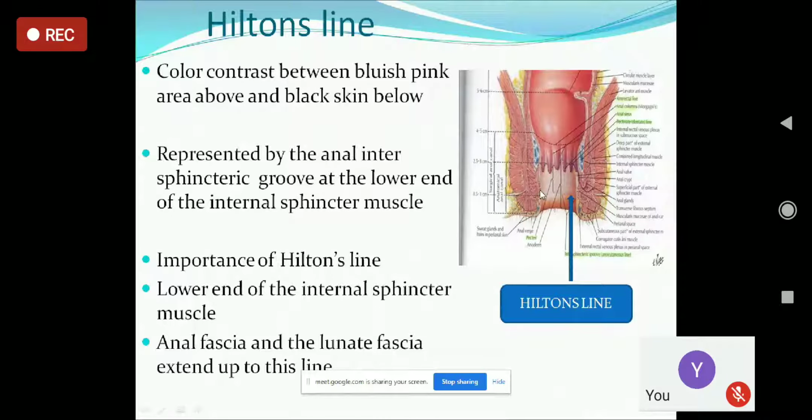Or simply, you have to say it is the color contrast between the bluish pink and the black skin. And what is the importance of the Hilton's line? It is the lower end of the internal sphincter muscle. The muscles, anal fascia and lunate fascia extend up to this line. Anal fascia and lunate fascia. So are you clear about the Hilton's line?